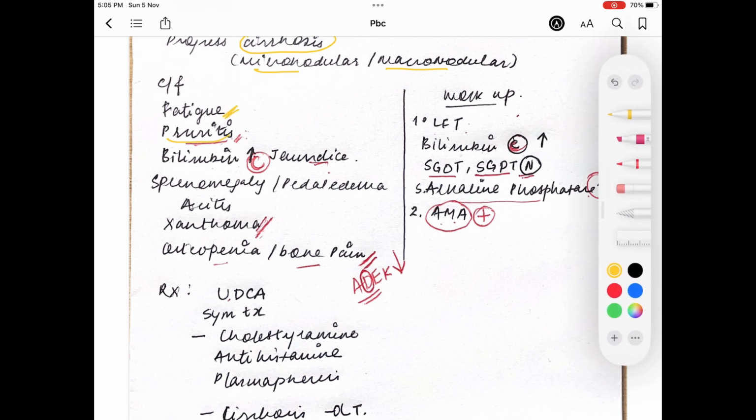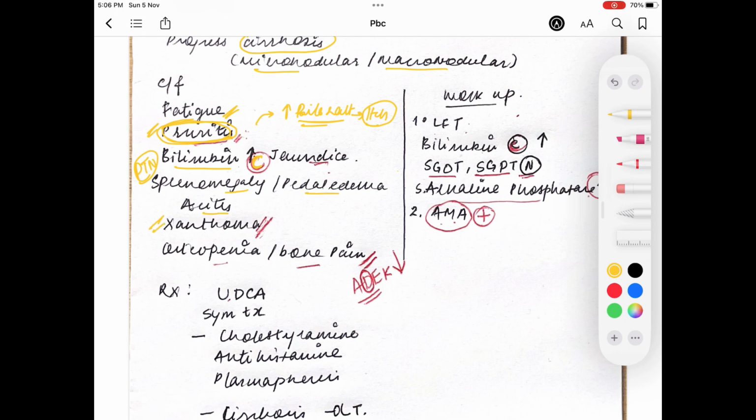Why does this occur? Because these antibodies attack the cholangiocytes, which leads to necrosis. So the bile salts will not be excreted from the body, so there is an increase in bile salts in the body, which leads to itching. The patient feels itch, so this symptom is present. And also there is an increase in bilirubin, which is mostly the conjugated type. And the patient can have portal hypertension symptoms like splenomegaly, pedal edema, ascites, and also xanthomas are present.